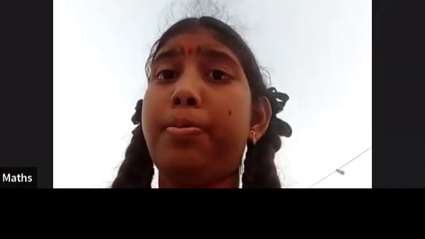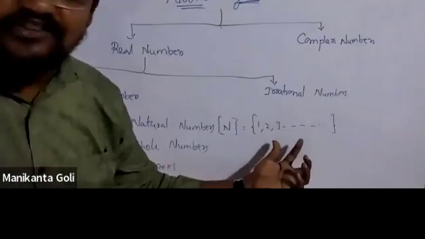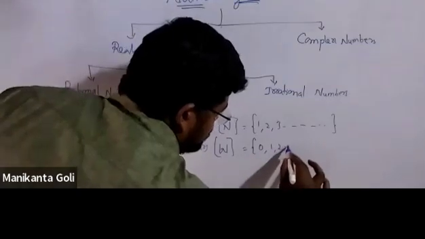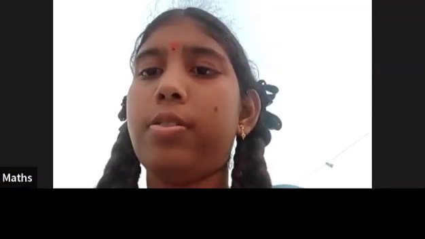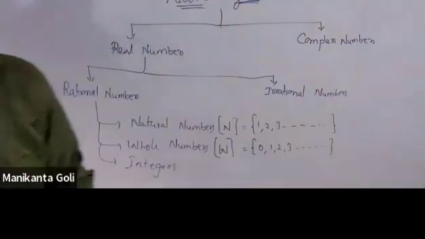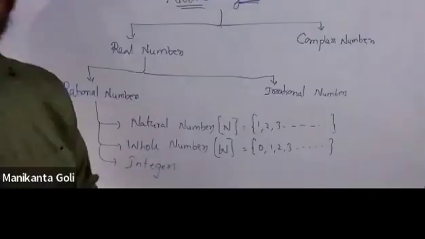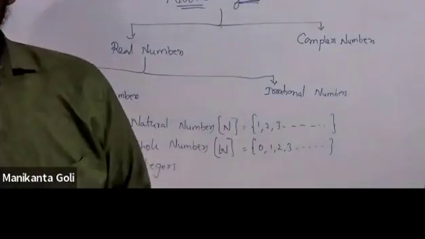When we include 0 in the natural numbers, those numbers are called whole numbers. Whole numbers are denoted by capital W, that is equal to 0, 1, 2, 3 and so on up to infinity. The group of these numbers is called whole numbers. So, coming to integers.